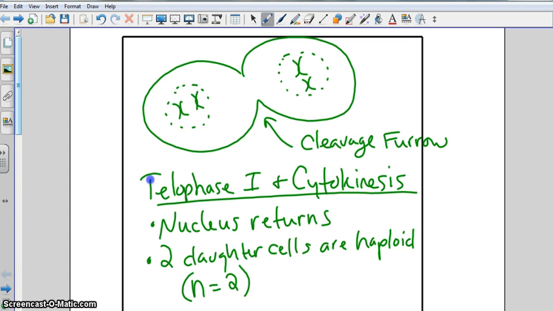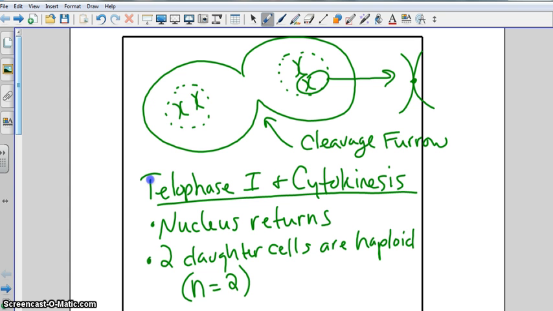These chromosomes are still replicated, right? In other words, if we look at just this chromosome, it still has two identical sister chromatids. We have two sets of DNA here, and we don't want that. We want one set of DNA in each cell, correct? So what we've got to do is another round of cell division to split these up. So that's going to be meiosis 2.